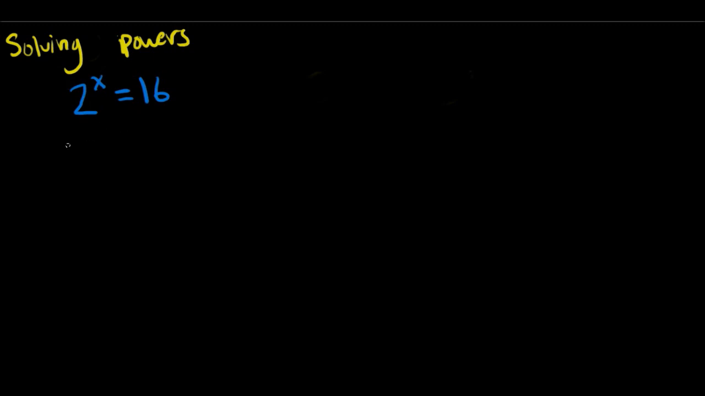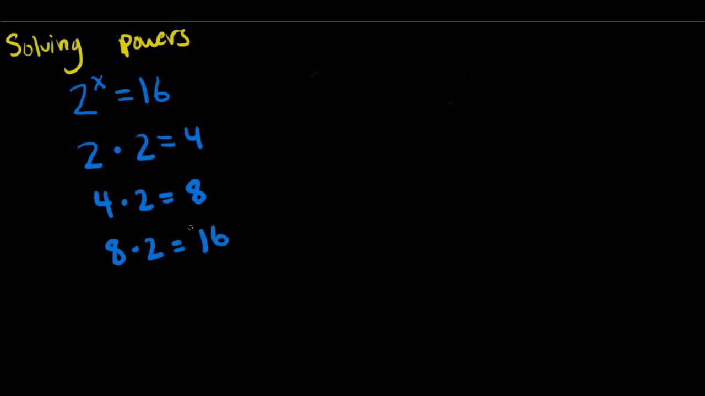So we know that 2 times 2 is 4. And then 4 times 2 is going to equal 8. And then 8 times 2 is going to equal 16. So if we count up the number of 2's, we can see that there are 4 2's, so x is going to equal 4. So 2 to the power of 4 equals 16.